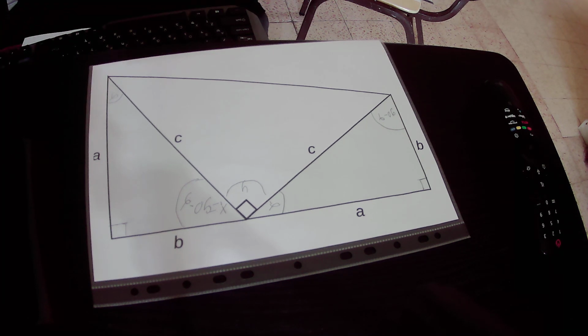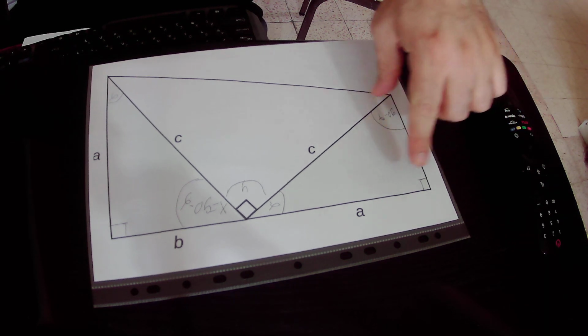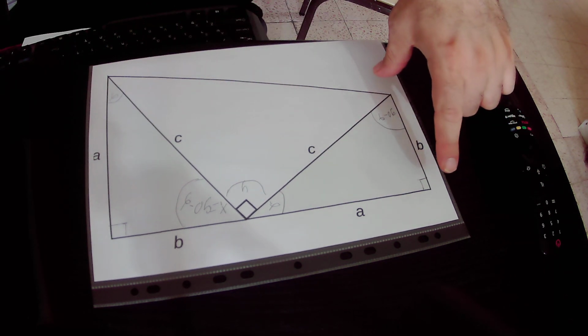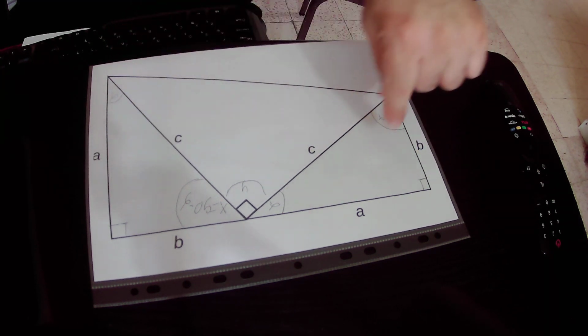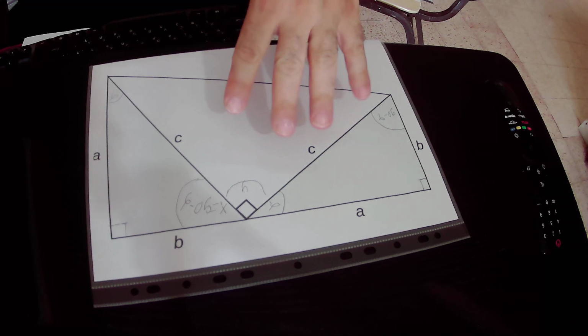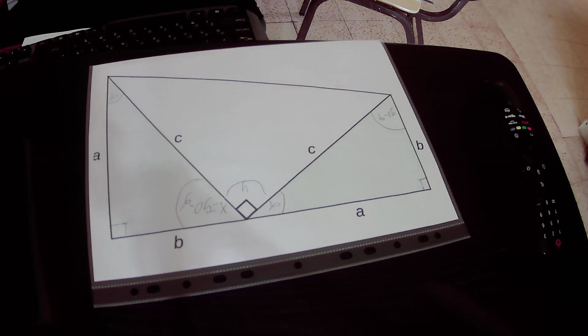Okay, on one end, now we will calculate the area of this trapeze. Okay, we will calculate the area of this trapeze by two ways.